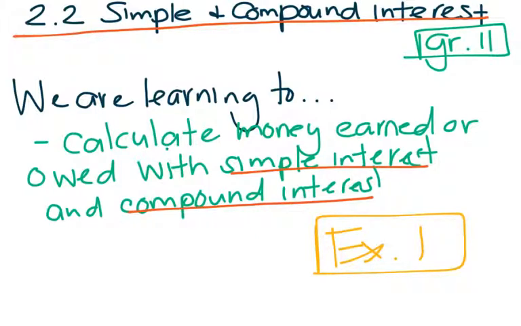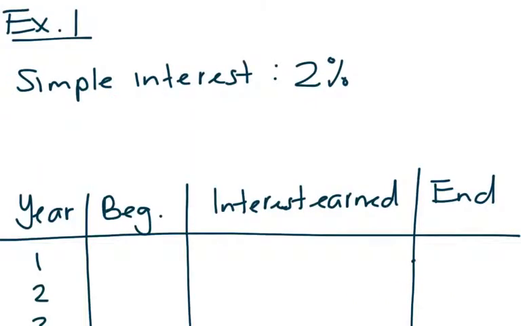The first page of the lesson, we looked at differences and similarities between checking accounts and savings accounts. If we haven't done that yet, we're going to do that. So please flip to the second page, and we're going to take a look at example number 1.